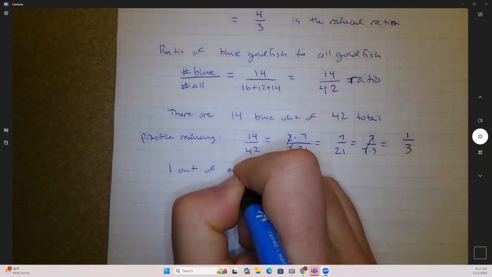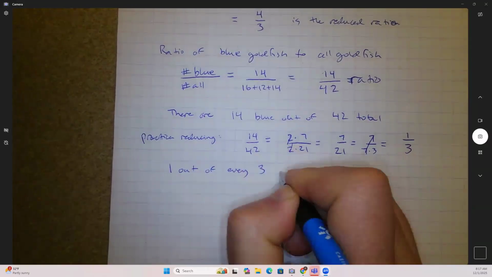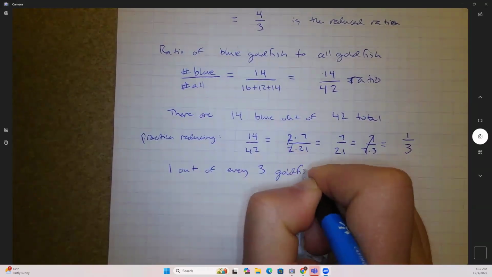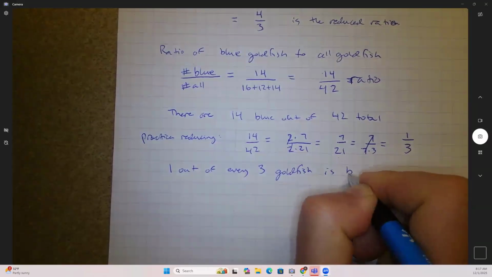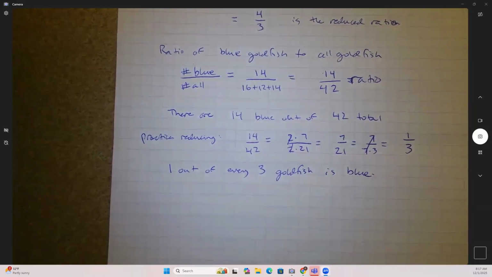1 out of every 3 goldfish crackers is blue. Right? Same statement of the ratio. 14 blue out of 42 total is the same mathematical phrase as 1 out of every 3 goldfish is blue. Of course, if you only have 3 goldfish, that isn't much of a snack.